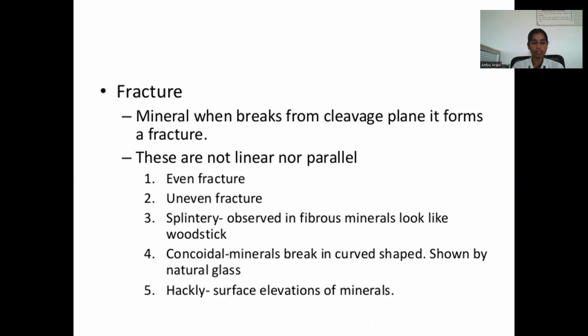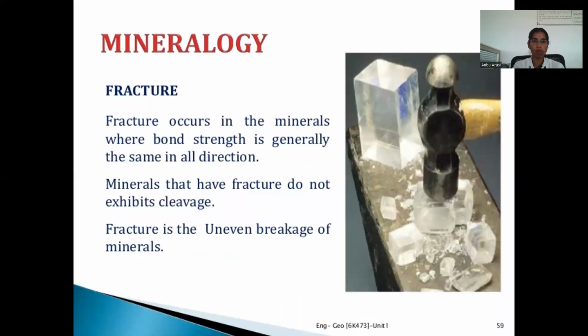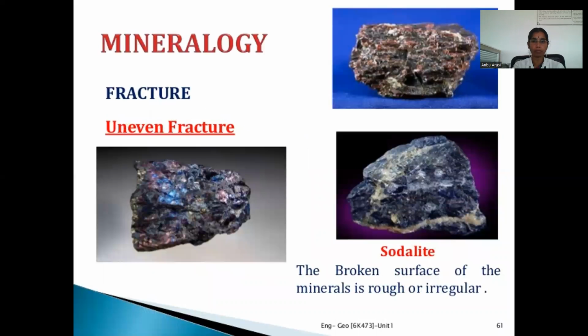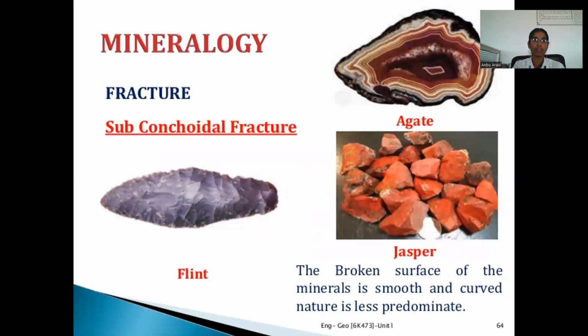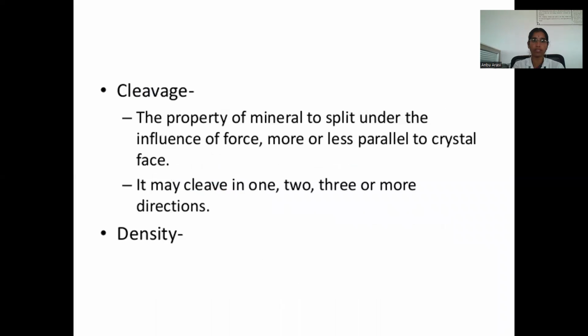Hackly fracture is a highly irregular surface, as in native copper. These are conchoidal fractures, which have curved surfaces. And subconchoidal fractures, for example jasper, flint, agate.